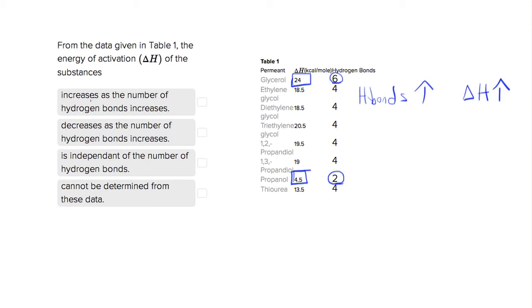So choice 1, increases as the number of hydrogen bonds increases. Perfect, that's exactly the relationship we see. So let's mark this as right and look at the other answers.